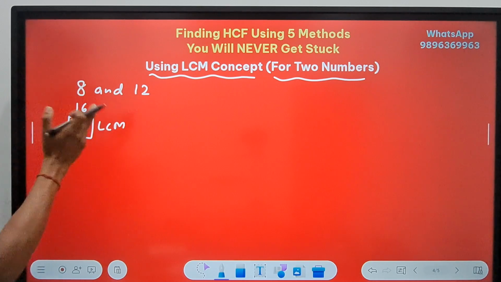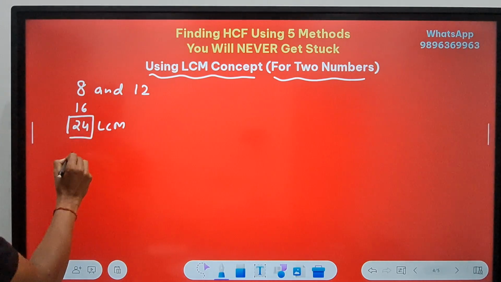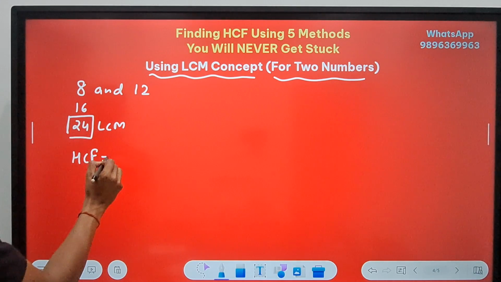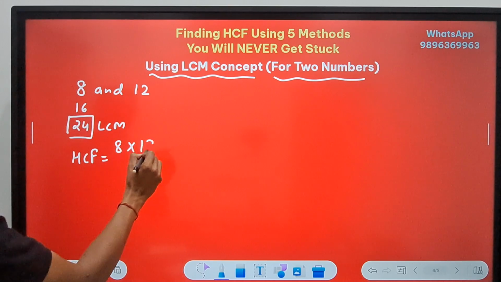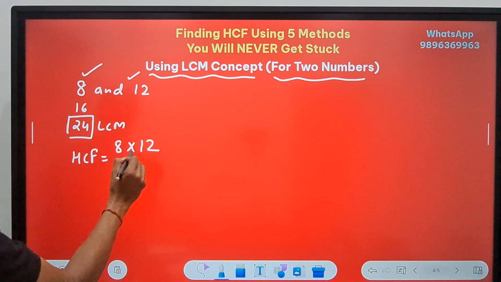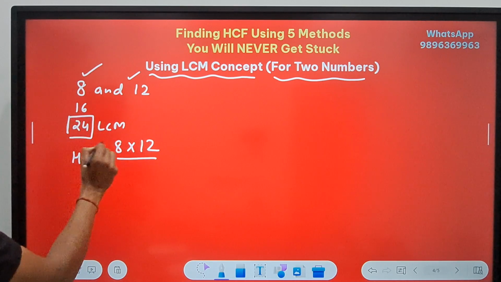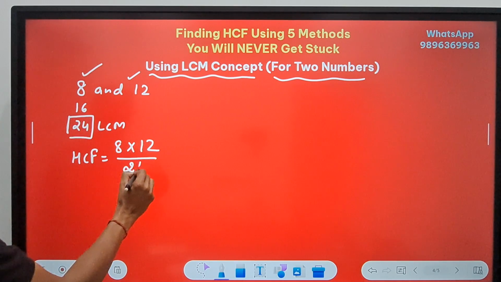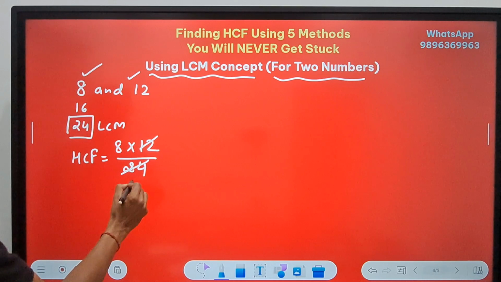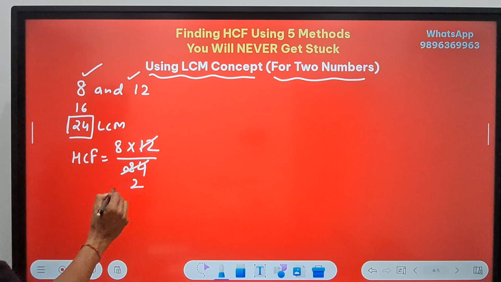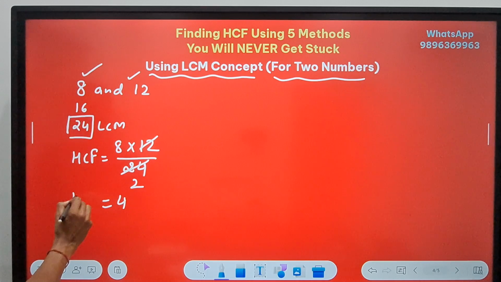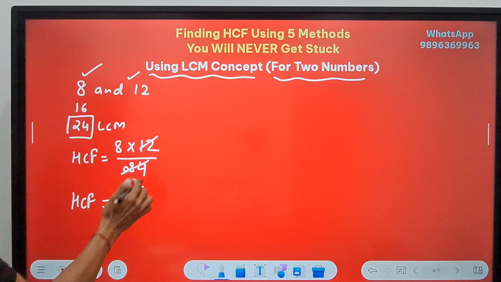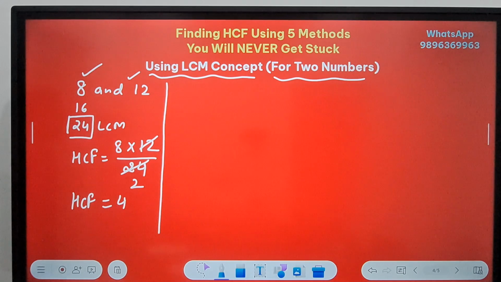Now once you know the LCM by observation, the HCF can be found out by using the product of the numbers, that is the product of 8 and 12, and dividing it by the LCM. So the LCM is 24. So 12 cancels out with 24, 2 times, and 8 upon 2 gives me 4 as the HCF of 8 and 12. Now that's a demonstration, right? You should know how the LCM concept can help us in finding the HCF also.